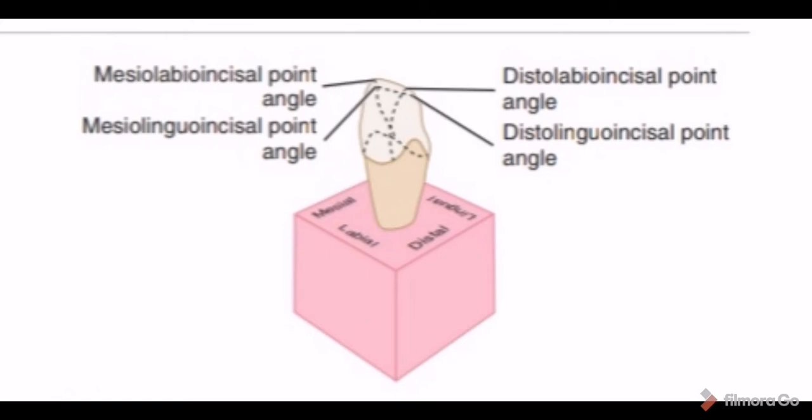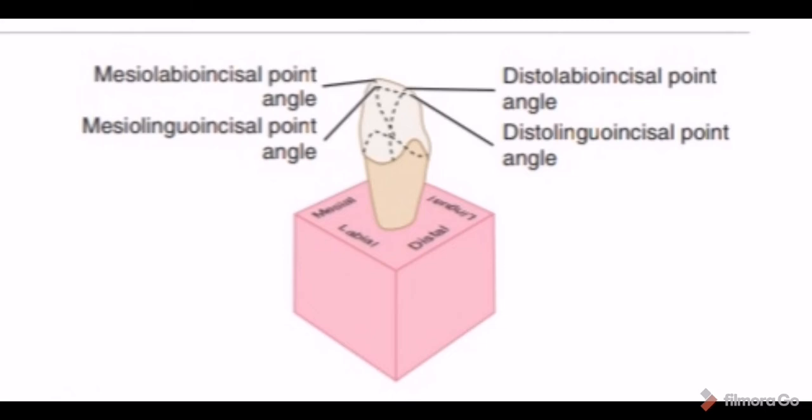Now we will see about the point angle. If you see this picture, for example, mesiolingual incisal point angle. Point angle is the junction of three surfaces. So the mesial surface, lingual surface and incisal surface. Three surfaces are meeting at a junction. That junction is called the mesio-linguo-incisal point angle.